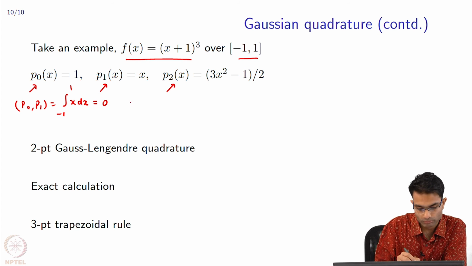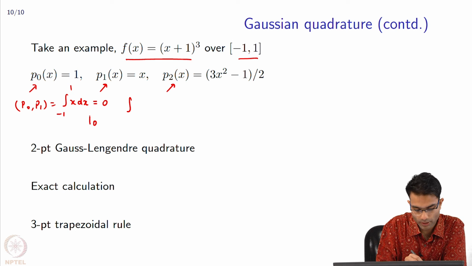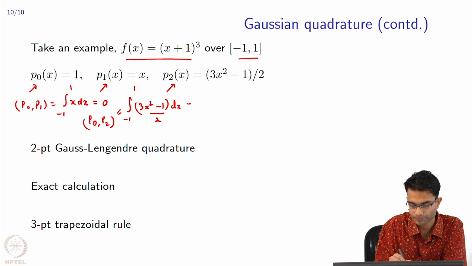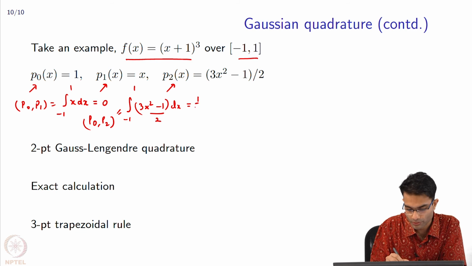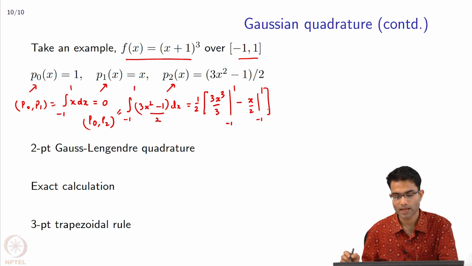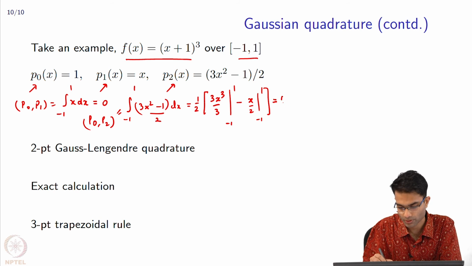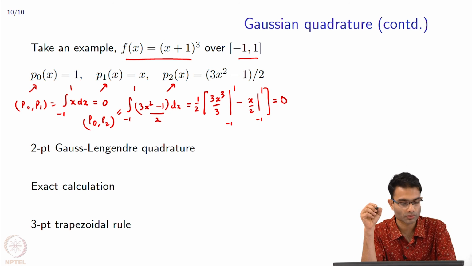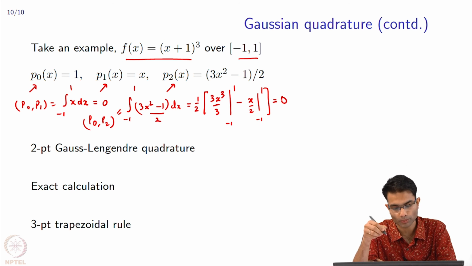Let us take P0 and P2. Integral from minus 1 to 1 of (3x squared minus 1) dx by 2. What am I going to get? Half stays out over here, 3x cubed by 3 from minus 1 to 1, and minus x by 2 from minus 1 to 1, and you can see that this will also come out to be 0. So, this shows us that these polynomials are indeed orthogonal.